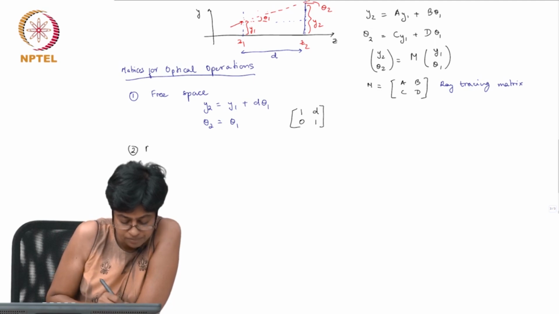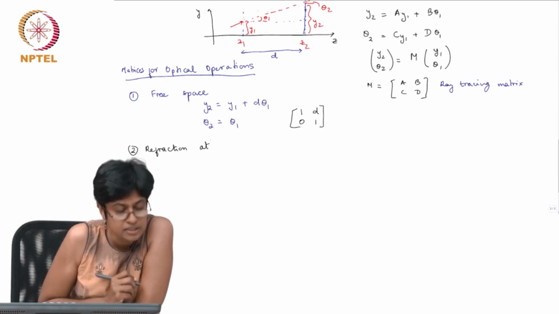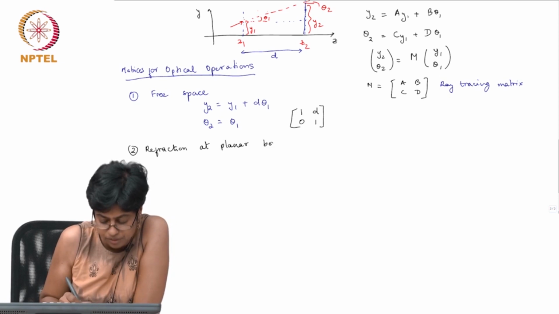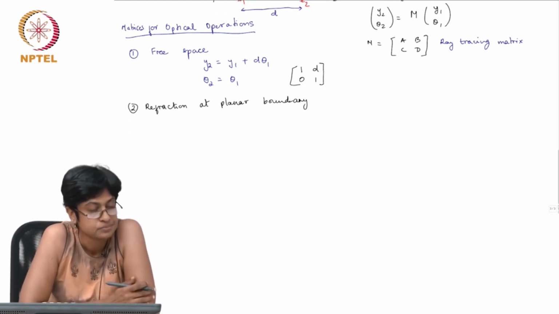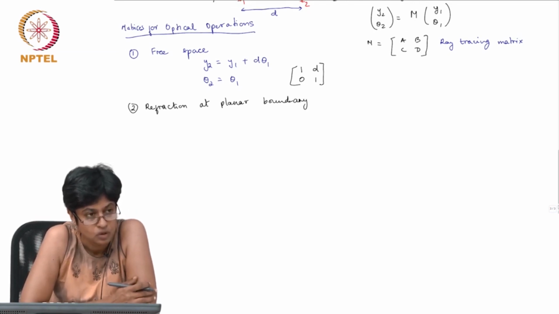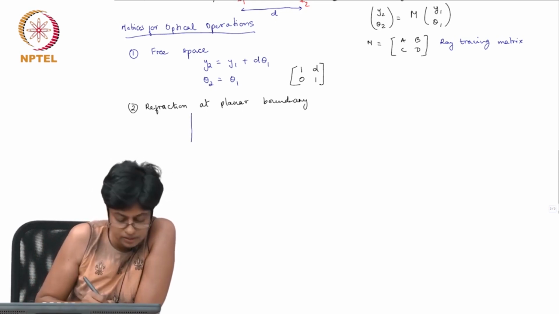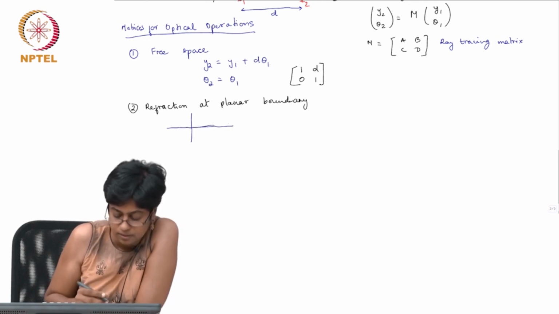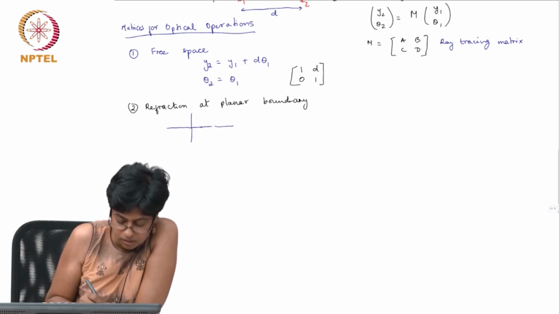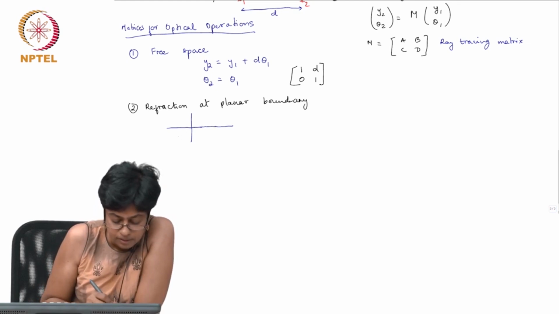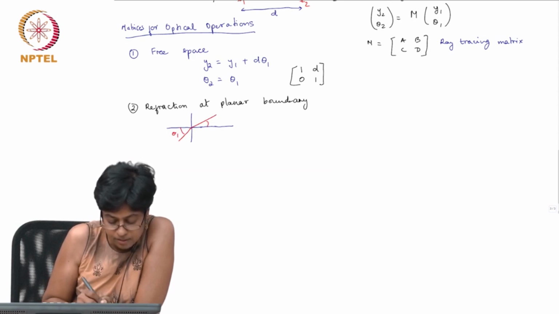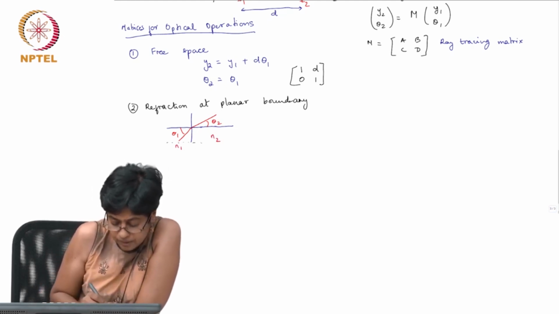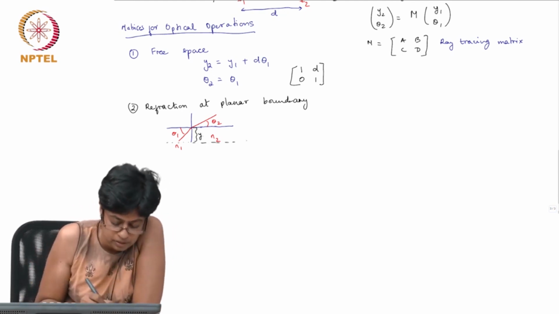Let's say we do refraction, and we'll first take up refraction at a planar interface, a planar boundary. Always considering paraxial rays, so if I have a ray that is incident with some angle theta 1, it is getting refracted at angle theta 2, it's n1 before this, it's n2 after this, and its height is y, let's say it's y1 to start with.